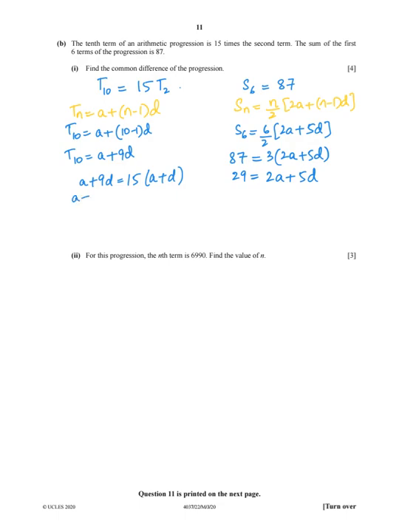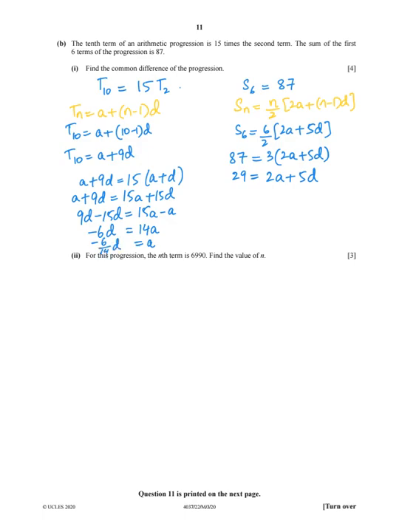Now you have two equations, so we need to solve them as simultaneous equations, but before that we need to simplify the first equation as well. A plus 9d equals 15a plus 15d. If I make a the subject, that will be 9d minus 15d equals 15a minus a. 15a minus a is 14a, and 9 minus 15 is minus 6d. Here I can say that a equals minus 6 upon 14 d.